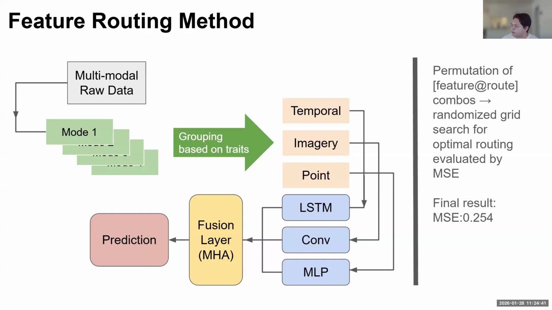And we have these different combinations, and of course the results are exponential numbers of combinations. So that's why we end up with a randomized grid search for the optimal routing. Each route is evaluated by MSE. The final result we have is an MSE of 0.254, which is pretty close to what we have using a random forest. Because this is squared error, if we translate back to the average absolute differences, it could be up around 0.5.